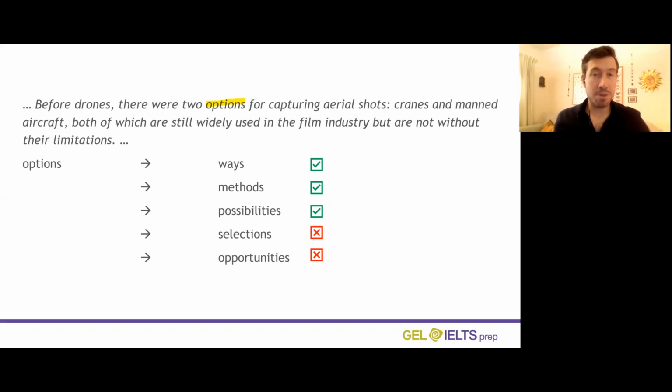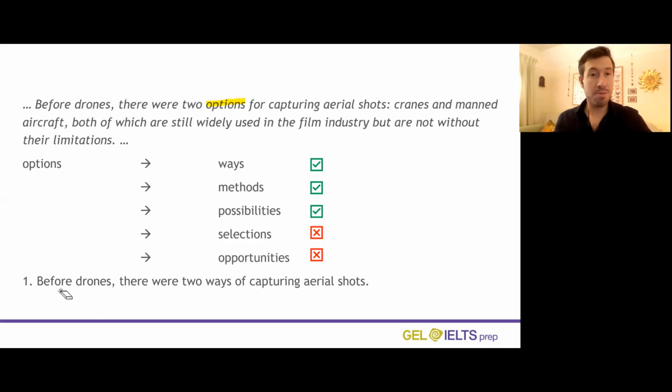So let's see an example true, false, not given question from the IELTS. It could look like this: "Before drones, there were two ways of capturing aerial shots." You would have to read that sentence and say, is that true, false, or not given? You'd highlight the most important words, and you'd say, before drones, there were two options for capturing aerial shots. Before drones, there were two ways of capturing aerial shots. Does that have the same meaning? Yes, it does. So this answer would be true.